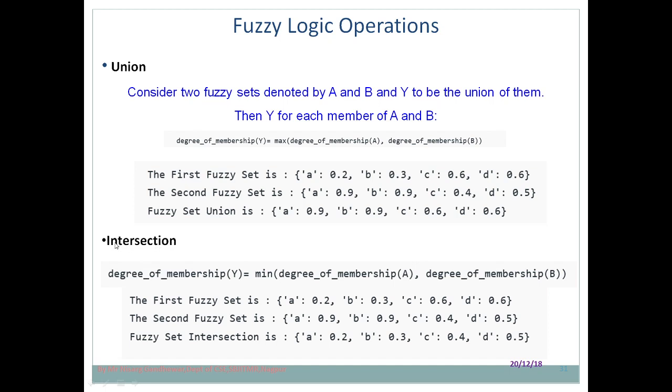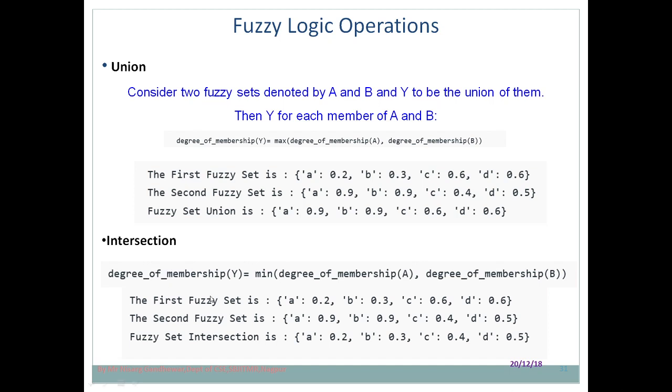The next operation is intersection operation, and intersection operation is represented by this formula: degree of membership of Y equals minimum of membership of A or membership of B. Now in case of union, you have to find maximum value, whereas in intersection you have to find the minimum value. Now again we take a simple example to illustrate how intersection operation works over the fuzzy set.